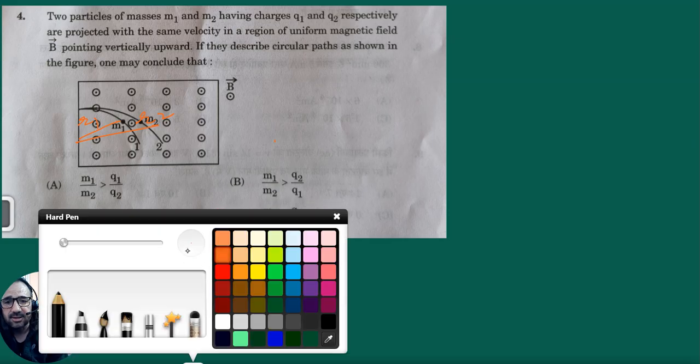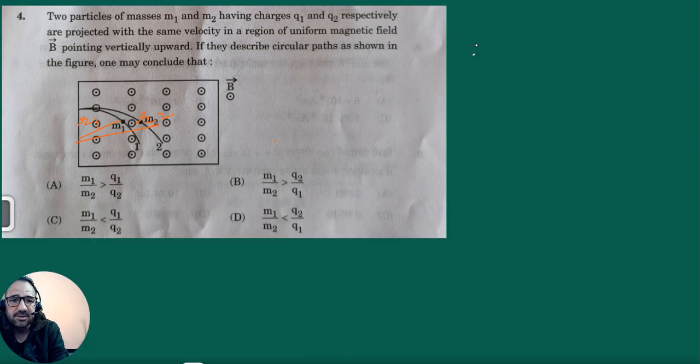Let's see question number 4. Dear children, in this question you can see the radius is already given. Obviously, let this be R1 radius and this be R2 radius. So one thing is very clear in this question: you can simply say R2 is greater than R1.